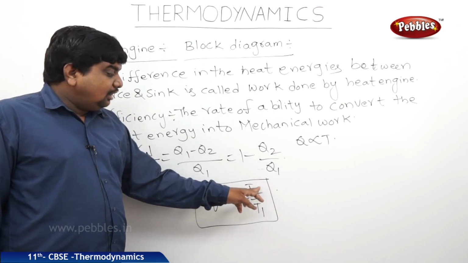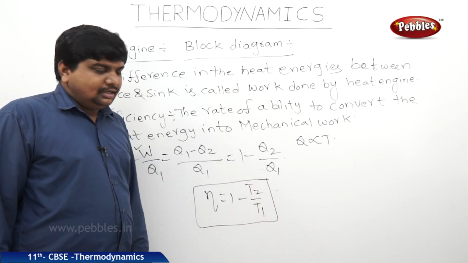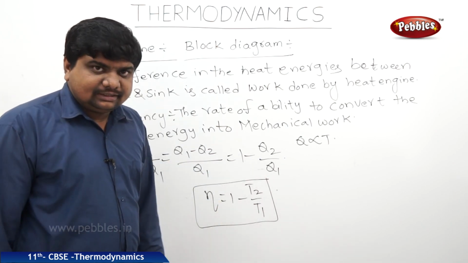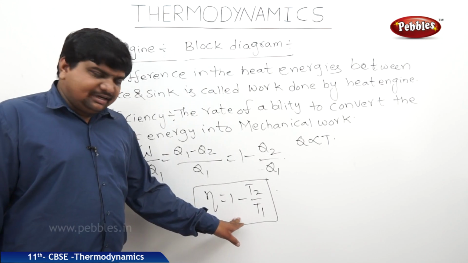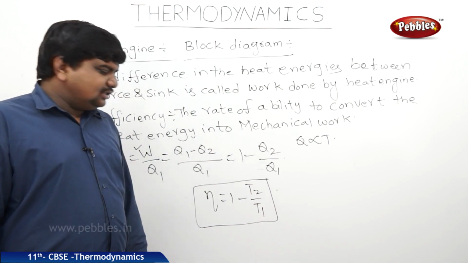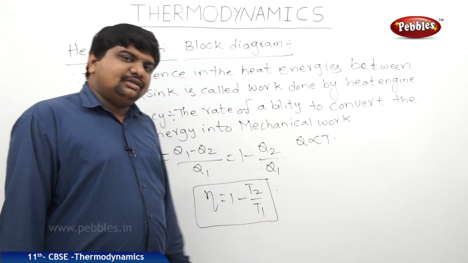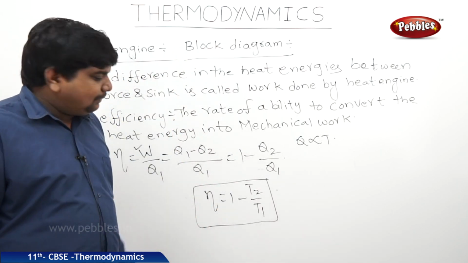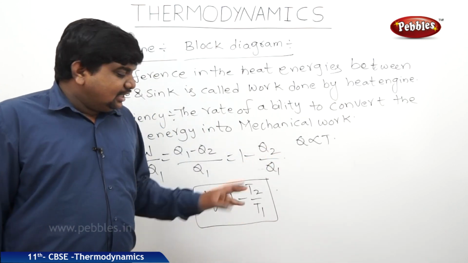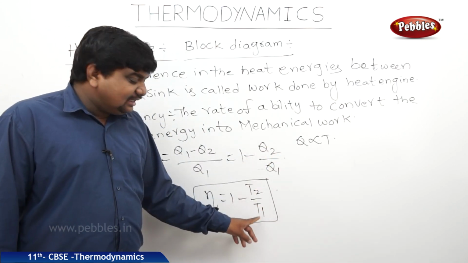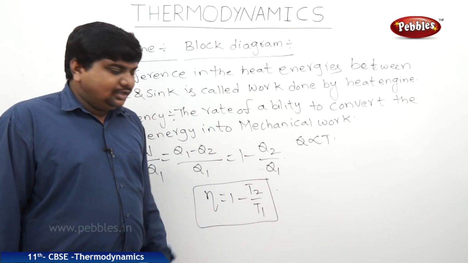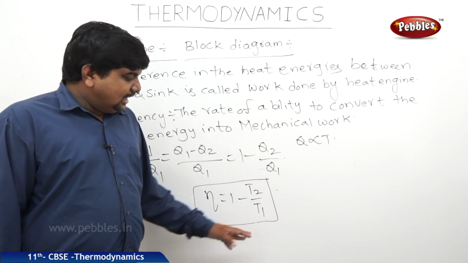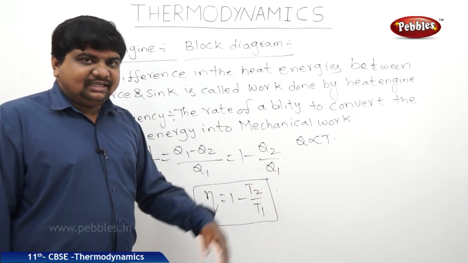T2 is always less than T1, so the efficiency will be less than 100. In this equation, T2 is the temperature connected to the sink and T1 is the temperature connected to the source. The efficiency of a heat engine does not depend upon the nature of the working substance. It simply depends upon the temperature difference between the source and sink. Higher the temperature difference, lower the efficiency. Lower the temperature difference, higher the efficiency.